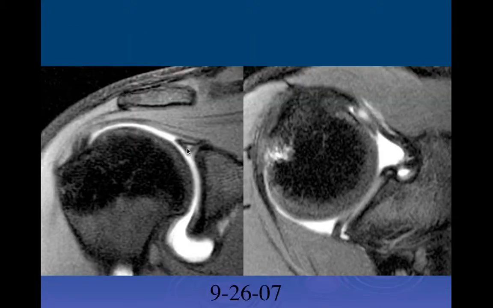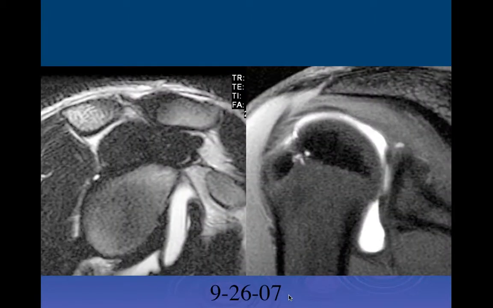And here's just another type 2 tear. Again, we can see the cartilage here, a second bright linear signal, which is a tear within the superior labrum, and we can see it extending posteriorly and anteriorly. This is on 2/26/07. This is now 9/26/07.